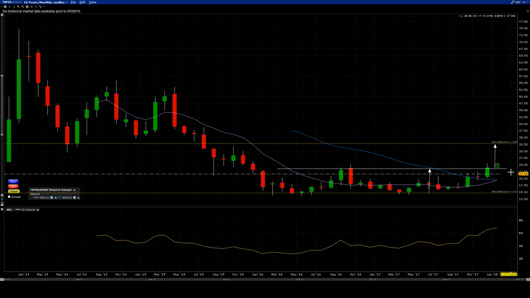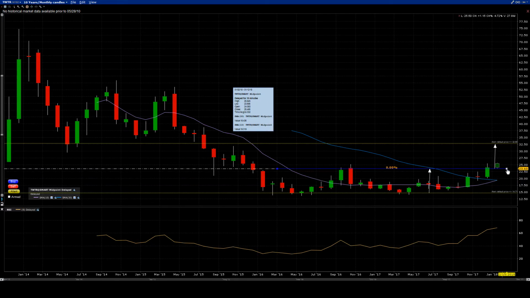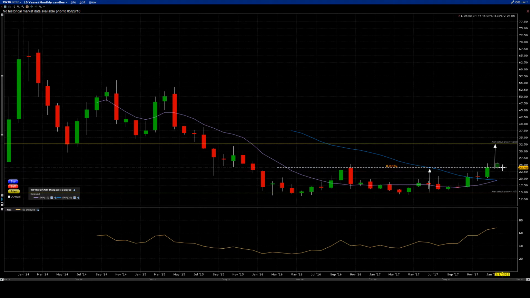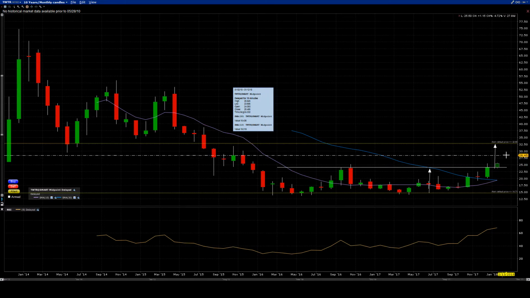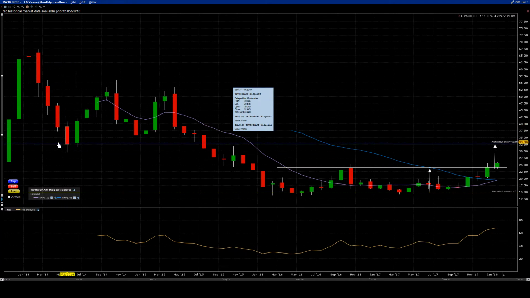And right now, if we have a monthly close above the 23, 24 line, we're going to get an implied target of around 32.90, which coincides with a wall.